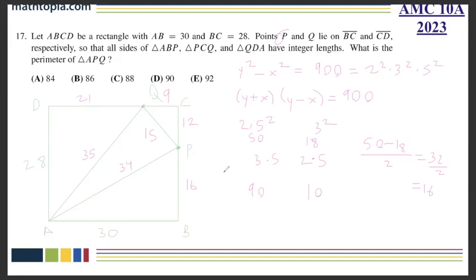So we have successfully found the set of integer side lengths we assign throughout the rectangle in order to give integer side lengths to everything. And now what we're looking for is just the perimeter of APQ. And we can just calculate this, add up 35 plus 34 plus 15, and it just gives us 84.